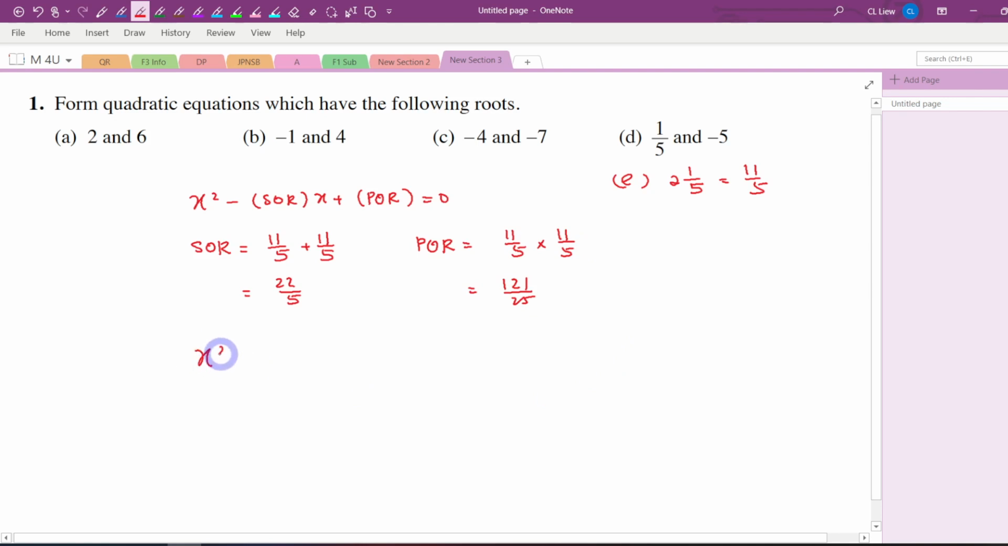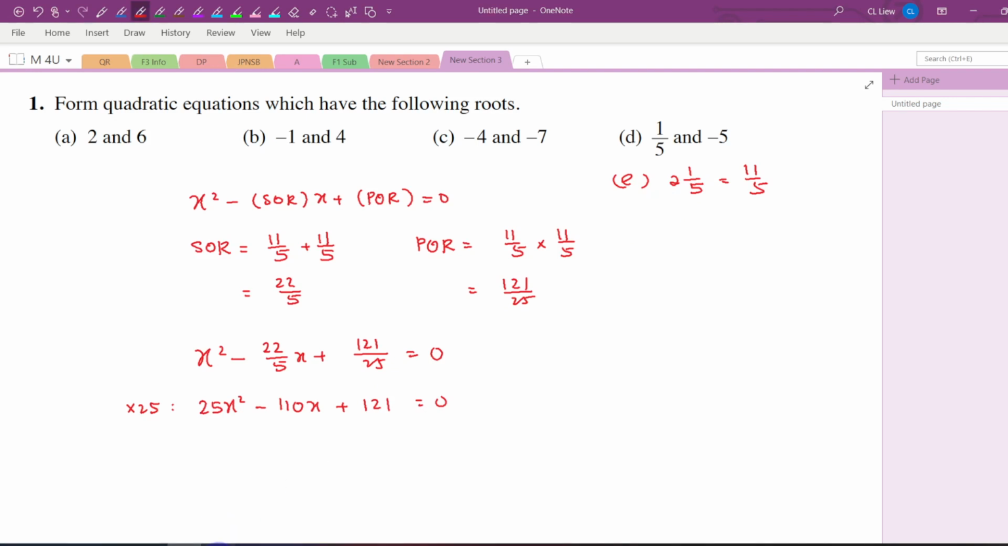Now x squared minus sum of root times x plus product of root is equal to 0. So you can stop here. If you don't want fractions, I'm going to multiply the whole equation by 25. Okay, 25x squared. Here you will get minus 110x plus this is 121. Okay, let me double check. Okay, correct. So this is a quadratic equation which has a root of 2 and 1 over 5.